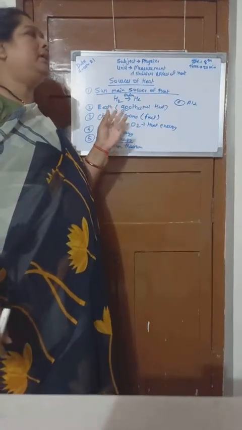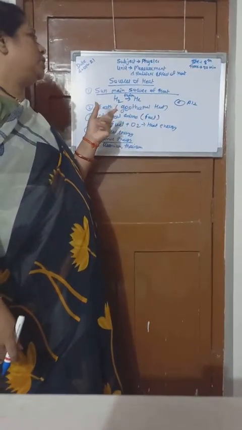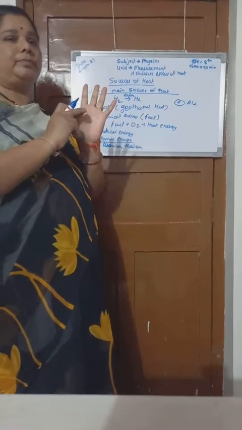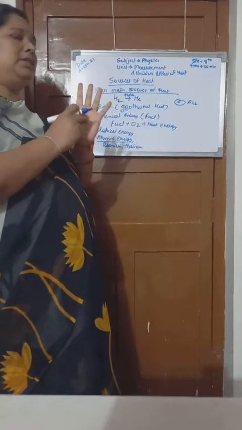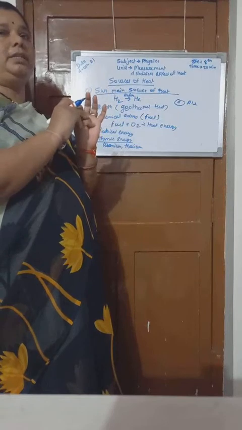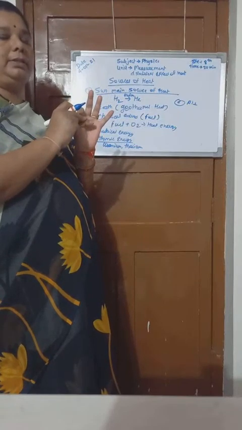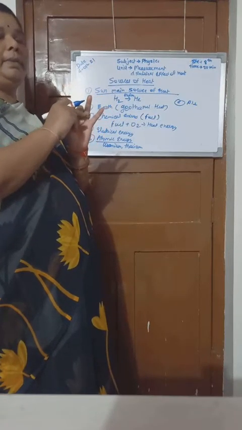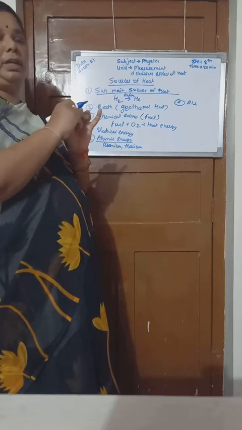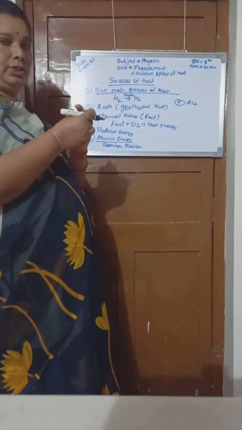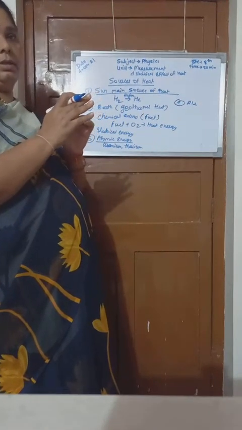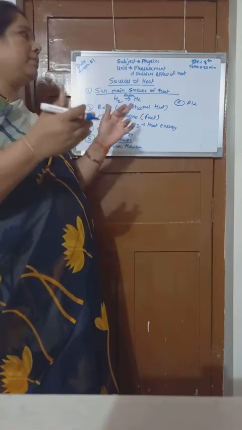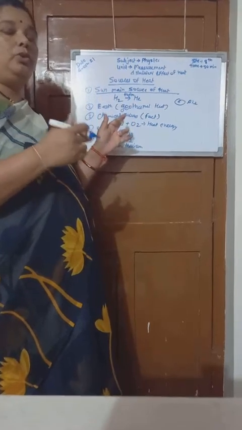Then who will tell me all these 6 sources of heat? First is sun. Second is earth, that is geothermal energy. Third is chemical energy. Fourth is electrical energy. Fifth is atomic energy. Sixth is air. I will ask some questions based on this. You have to notice very well. Okay.